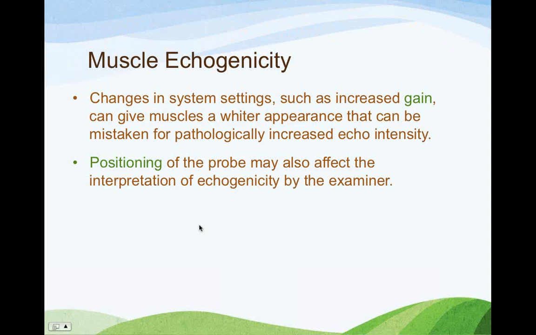Now there are things that could falsely make it look like you have more echogenicity in your muscle. These are related to the settings on the muscle ultrasound machine, such as increased gain, which can give your muscles a whiter appearance. That could be mistaken for pathologically increased echogenicity. Another is positioning of the probe. Having your probe tilt one way or the other can actually change it. So you have to make sure that your probe is perpendicular to the muscle.